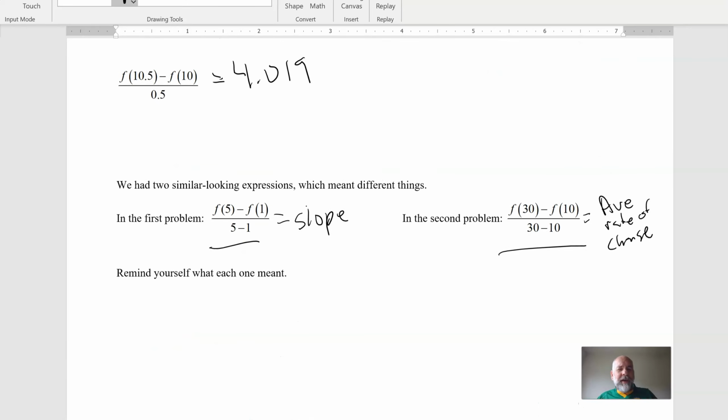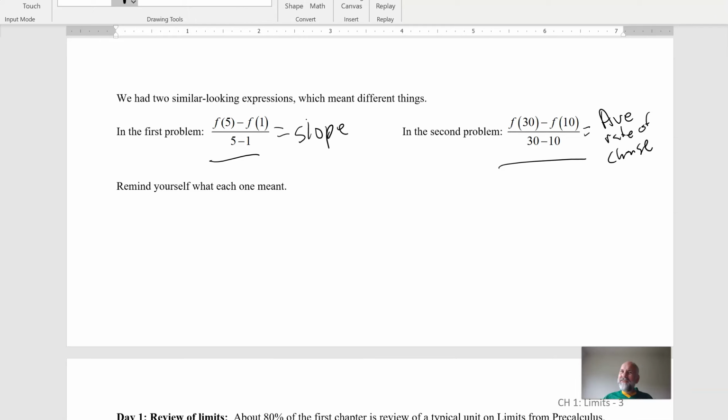So the purpose of this first stage is to give you something to think about, and think about the connection between slope and average rate of change. That's often covered even in Algebra 1 class. Sometimes they talk about slope being the average rate of change.